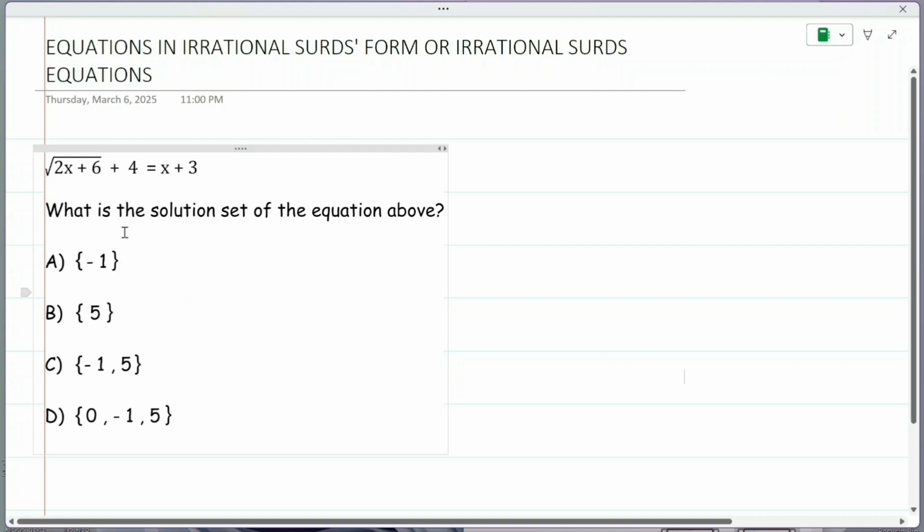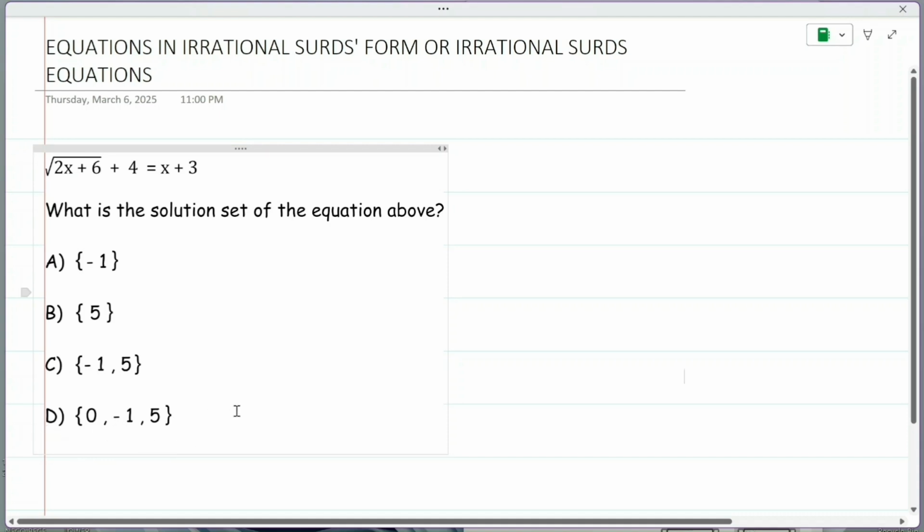Since it's an OBJ question, and if you think you're faster, you can just try and insert all of these values and see if what is on the left balances what is on the right, or is the same as what is on the right. Then you know it's a value for the equation. That means 0 works, minus 1 works, and 5 works. That means your answer is D.